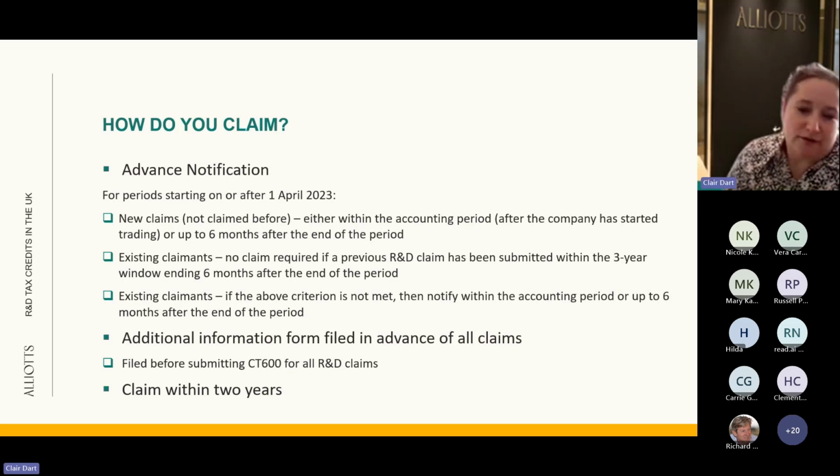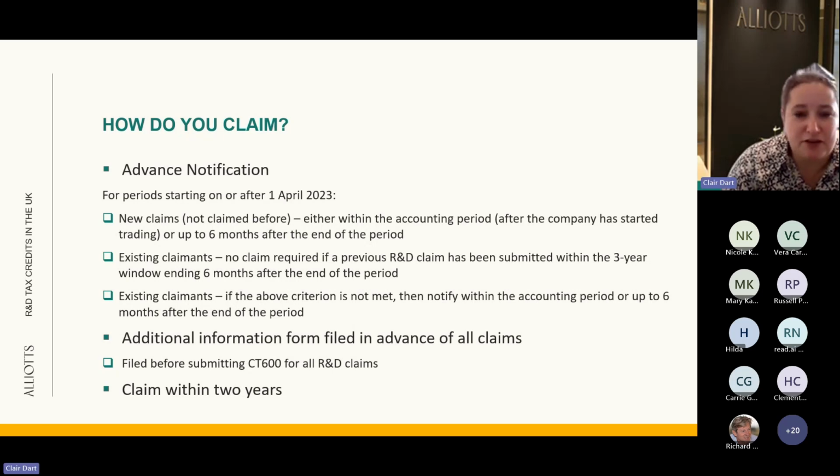The form also gives the revenue details of your R&D advisor. So you'd fill in who helped you in order to make that claim, or if you didn't have one, you'd notify that you did it yourself. It's assumed the reason that revenue are collecting this data is in order to track it and identify claims that are the highest risk based on a track record for that advisor.